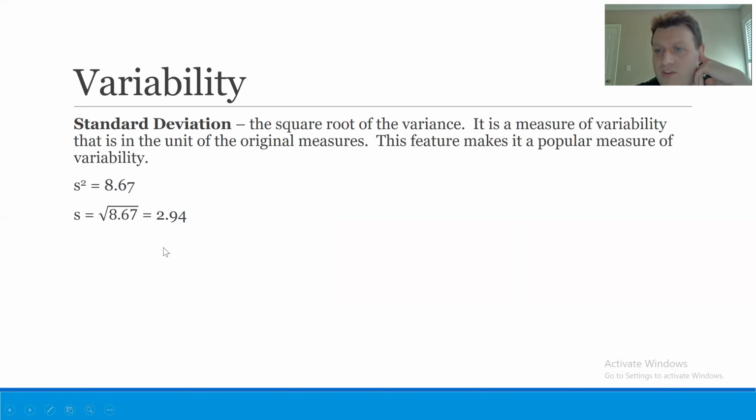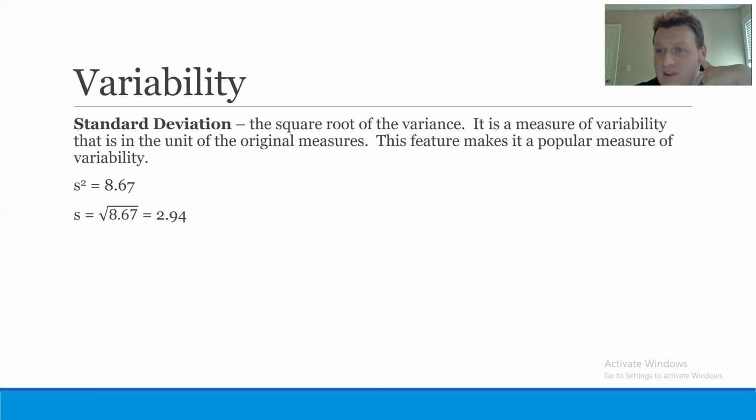What's important to note is that if I give you the variance, you can convert it to the standard deviation. But if I give you the standard deviation, you can convert it to the variance as well. We just take the standard deviation and square it, multiply it by itself, and we get the variance of the scores.